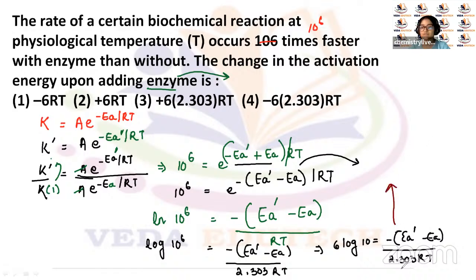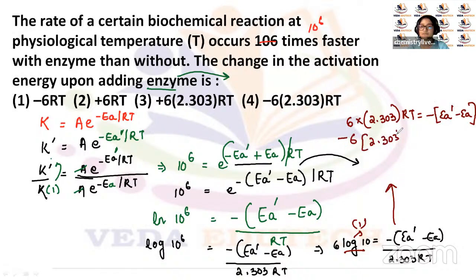Now, children, log 10 is 1, so this will be 6 into 2.303 RT is equal to minus of EA dash minus EA. But we don't want minus on this side, so I'll take minus to the other side. So this is 6 into 2.303 RT is equal to EA dash minus EA. So we got what we wanted, right?